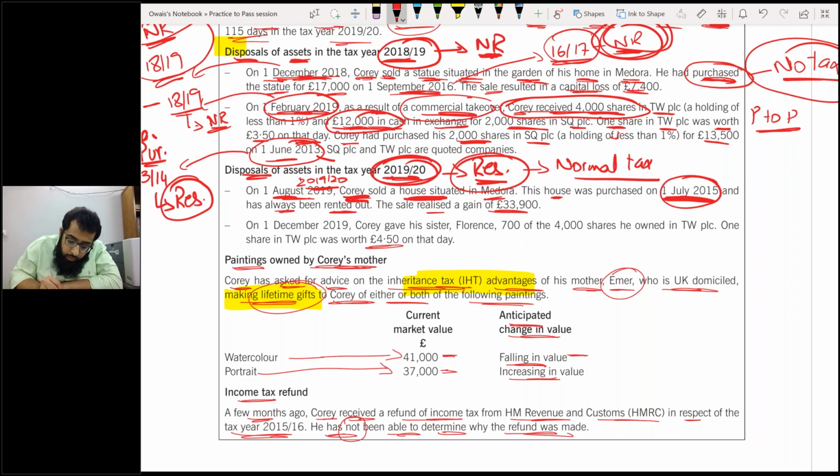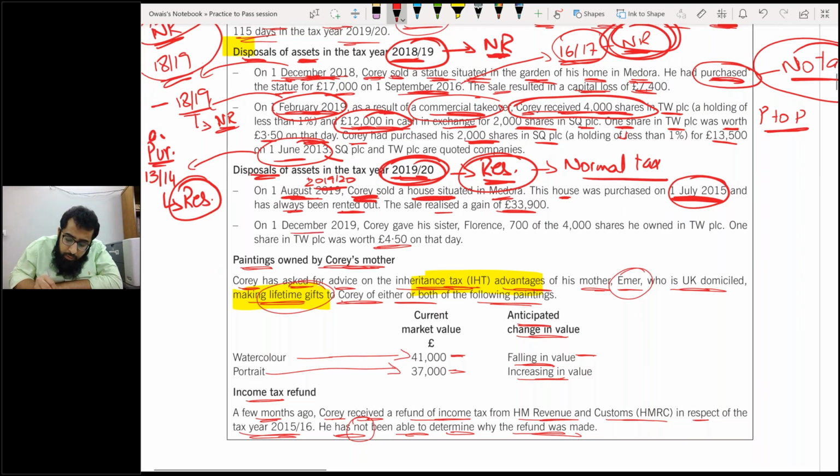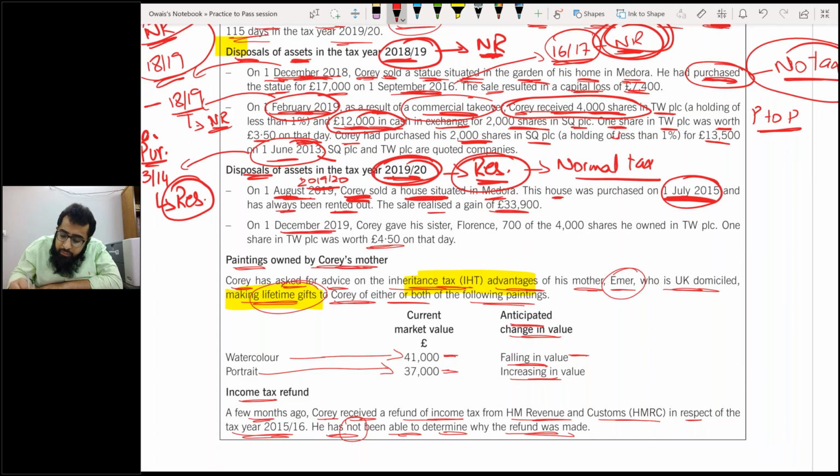Okay? On 1st December 2019, Corey gave his sister Florence 700 out of the 4,000 shares he owned in TWPLC. Now, TWPLC shares which you got as a result of the takeover, he gifted 700 shares, he didn't sell. One share in TW was worth 4.5 pounds. Now, our holding was less than 1%. Listen very carefully. Our holding was less than 1%, and the company is a quoted company.